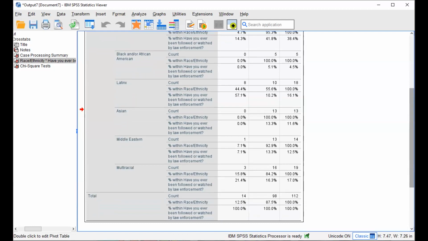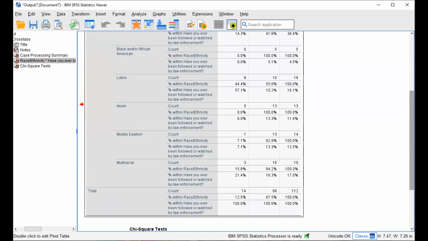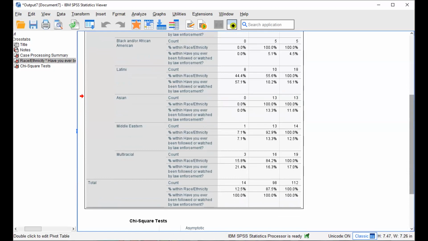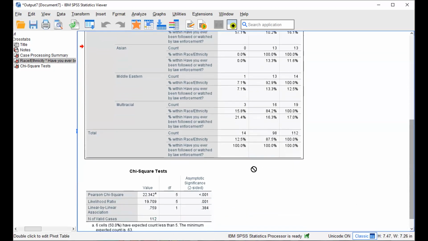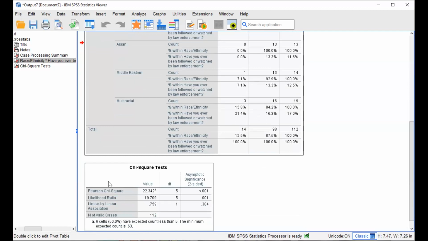So now the question is, are these differences statistically significant? So now we go down to the chi-square test, and we look on this first row for the Pearson chi-square. Our chi-square statistic is 22.342. Our DF value is 5, and our sig value is under 0.001. So we do have statistical significance.